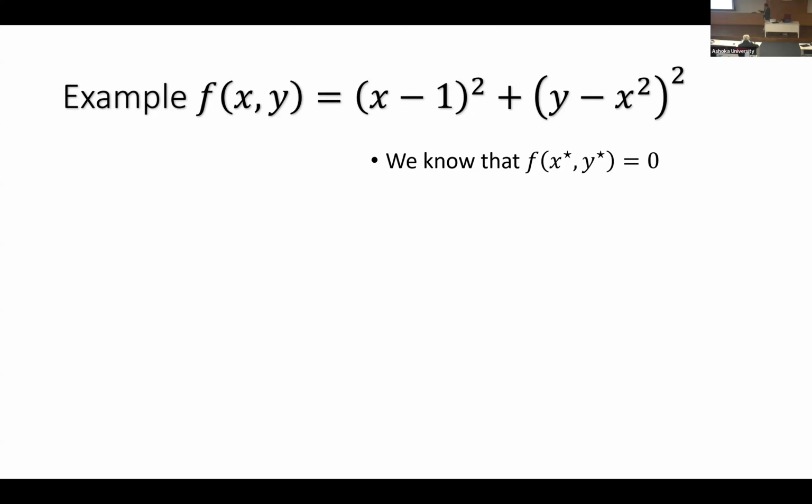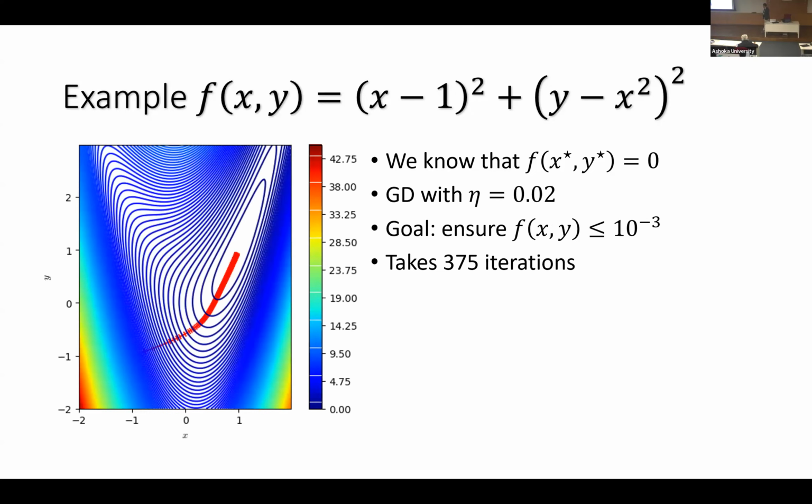It's actually quite a complicated function. But we know that its optimum is at 0, right? Because there are two square terms. So analytically, you can solve it, right? Two square terms. If I take x equal to 1 and y equal to 1, both of them will be 0. So the optimum value is 0, which occurs at x star equal to (1, 1). So this is how it would look.